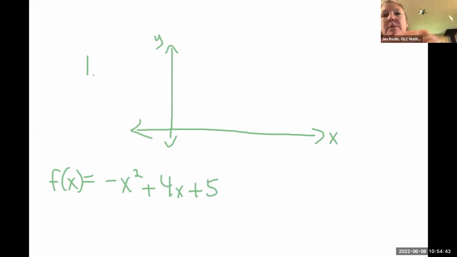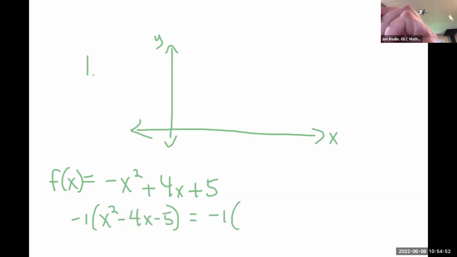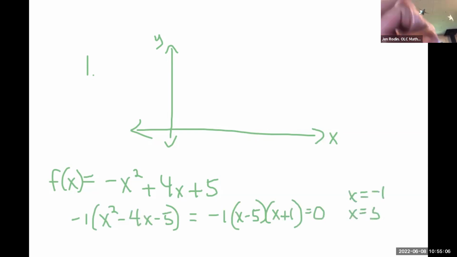I'm going to do a couple of the hand sketching techniques. So first factor out -1. And then factor, this will be x minus 5, x plus 1. It's going to equal 0 when x equals -1 and x equals 5. This is just a tiny bit of review of intermediate algebra, and we did it in college algebra too.